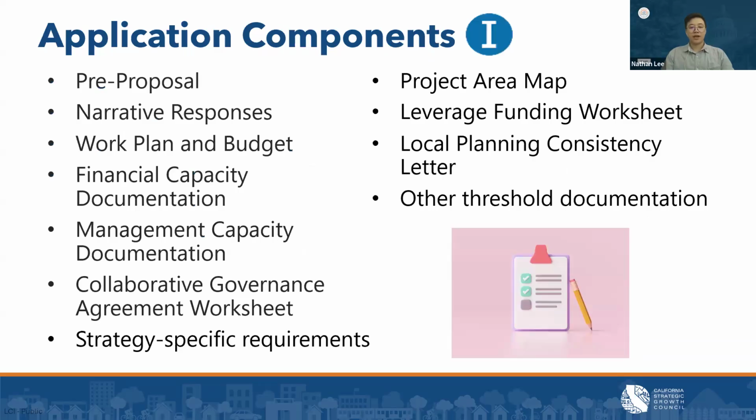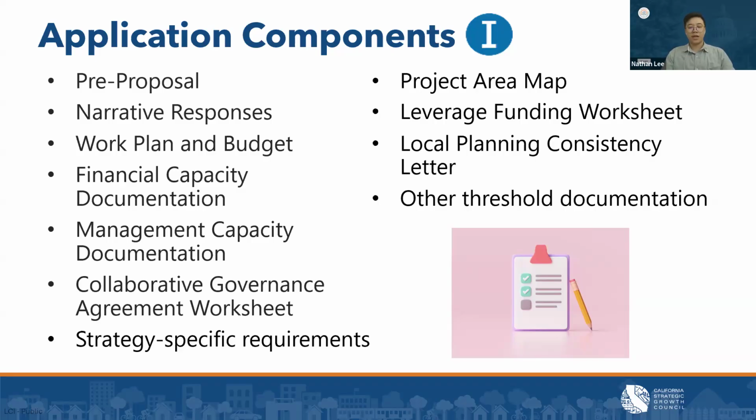So what does an implementation grant application actually entail? The TCC Implementation Grant application includes narrative questions on a range of topics, including, but not limited to, vision and objectives, applicant capacity, identifying community needs, project and plans design, and more. Applicants will submit work plans and budgets detailing anticipated costs, timelines, and deliverables for their proposed projects using SGC-provided templates. Applicants will need to demonstrate their financial and management capacity to administer the grant and complete proposed activities.